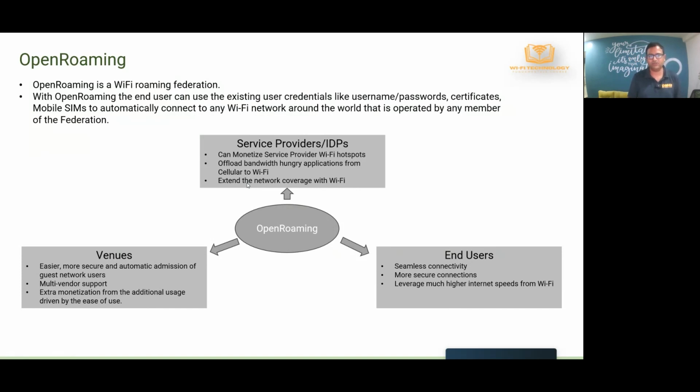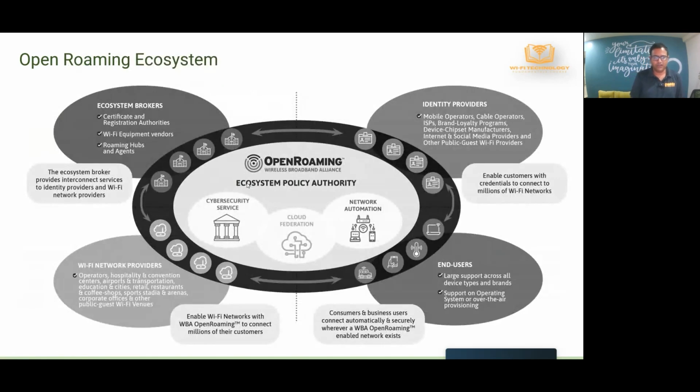My understanding is OpenRoaming started off with large companies like Cisco, and then eventually the Wireless Broadband Alliance and other organizations are trying to standardize this process. So this is what an OpenRoaming ecosystem looks like. I'm not going to get into all the technology behind it, but this is how the ecosystem looks. We have the identity providers, the mobile operators, the cable operators, the ISPs. These are providing the identity and also the accounting and all of those things.